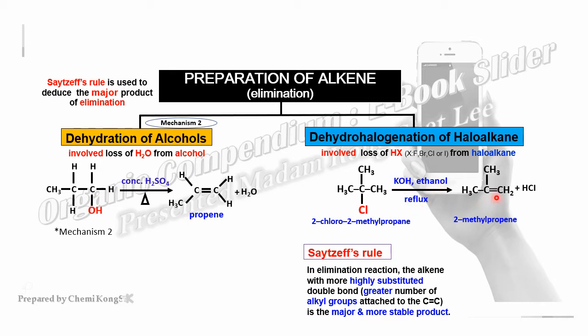So what is Saytzeff's rule? In an elimination reaction, the alkene with the more highly substituted double bond, meaning a greater number of alkyl groups attached to the carbon-carbon double bond, is the major and more stable product. Later we are going to check how to apply Saytzeff's rule.